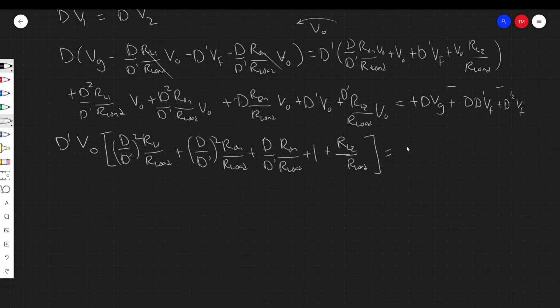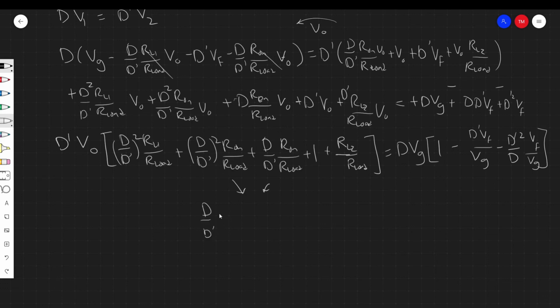And that is equal to, well, I'm going to factor out DVG from everything over here. So we have VG times 1 minus, so we're going to factor out a D. That's D prime VF over VG minus D prime squared over D VF over VG. Right, and now we kind of have to simplify. So we can group these two things together.